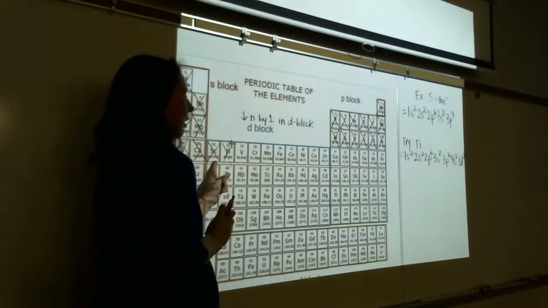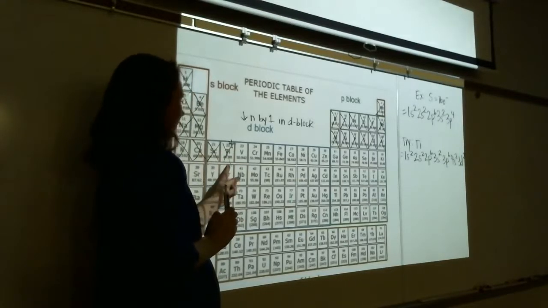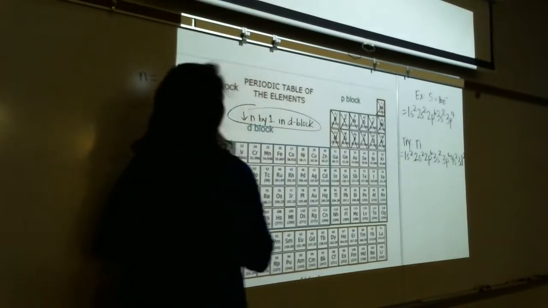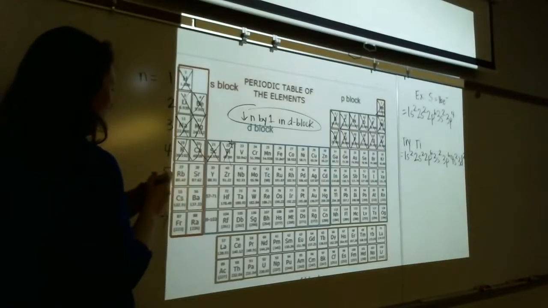They'll say, well, I'm there. Well, no, you're not there. You're one in front of it. Right? You've got to get one to it. So just make a note to yourself. In the D block, we decrease the value of n by 1.